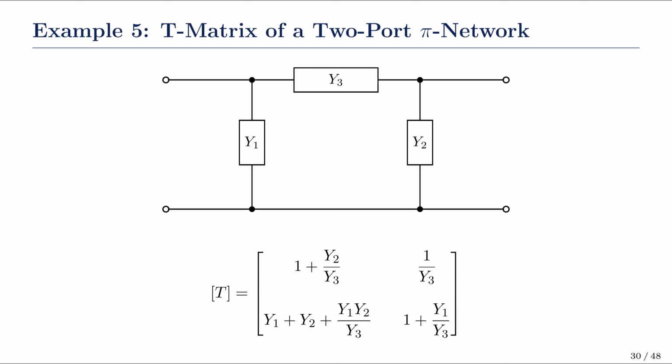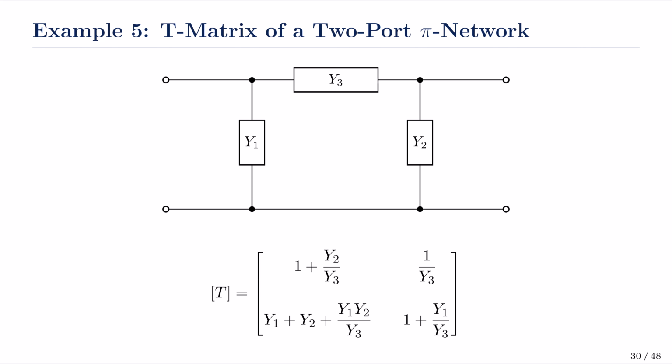This slide presents the final transmission matrix of the pi network together with its circuit representation. The compact matrix form is useful as a reference result. It shows directly how each of the 3 admittances contributes to the 4 ABCD parameters.